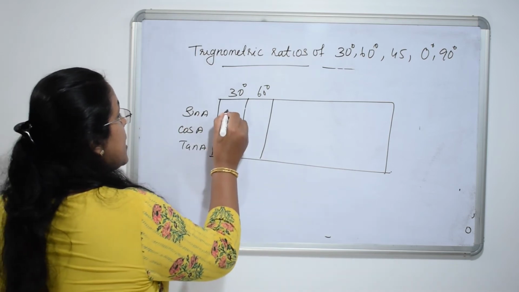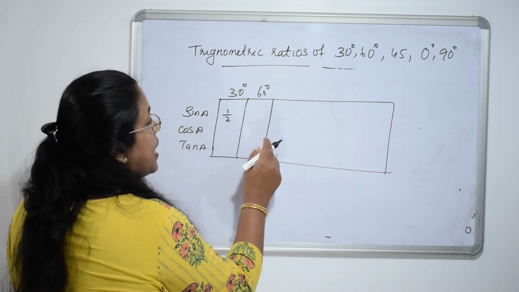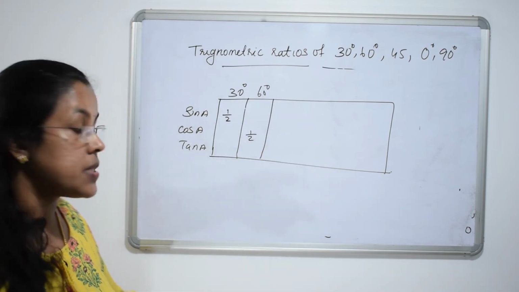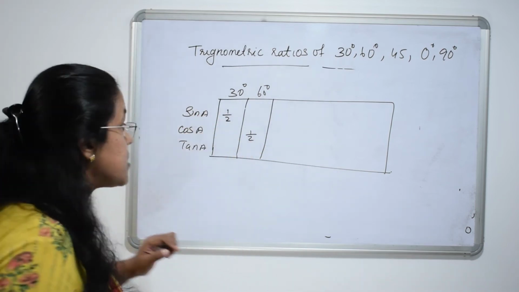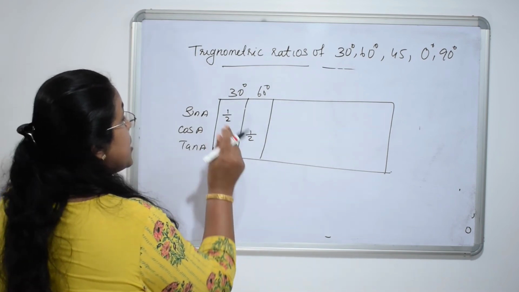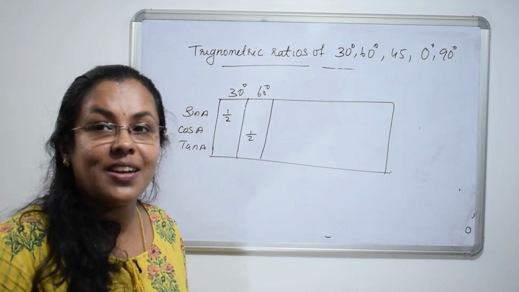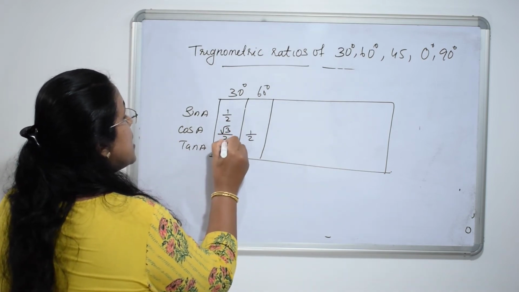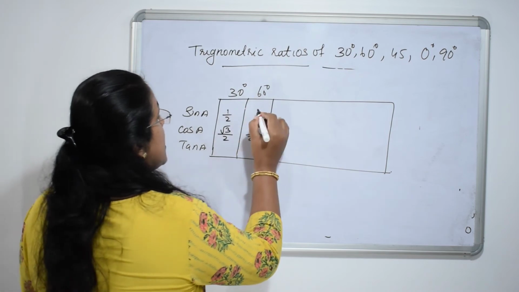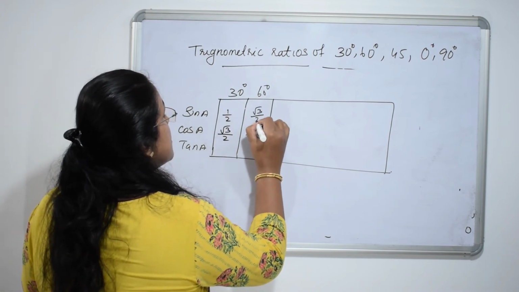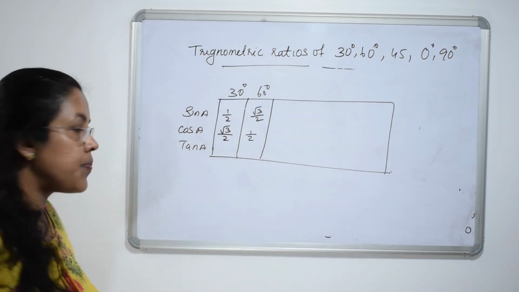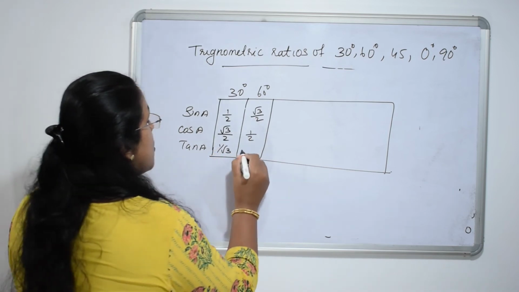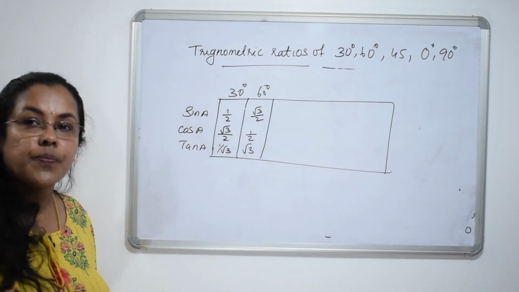The value of sin 30 is 1 by 2, that is the same as the value of cos 60. Sin 30 is the same as cos 60. And the value of cos 30 is root 3 by 2, that is the same as sin 60. And the value of tan 30 is 1 by root 3 and the value of tan 60 is root 3.